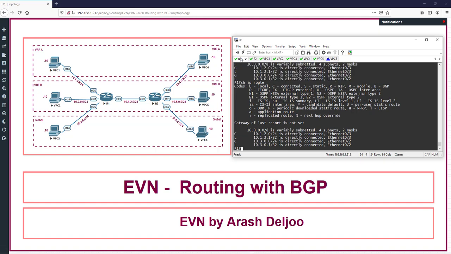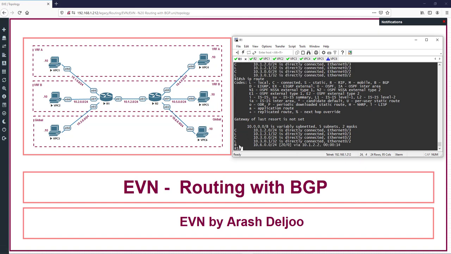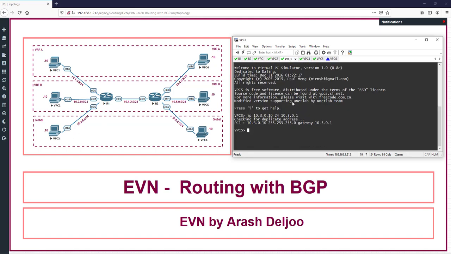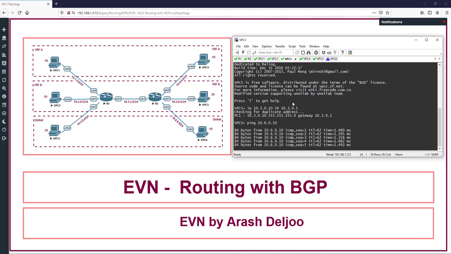And let me check R1 again. Yes, we have received the 10.6.0.0/24. If you want, you can check the connectivity between VPC3 and VPC6. Here in VPC3, please ping 10.6.0.10. That's it. Yes, we have connectivity. This is the normal configuration of BGP, you know it.